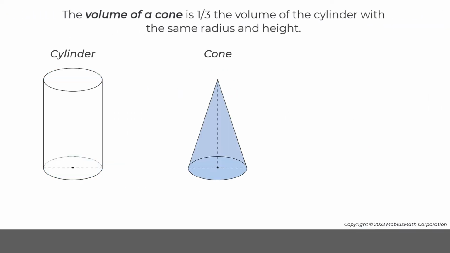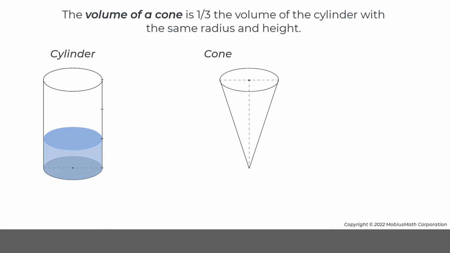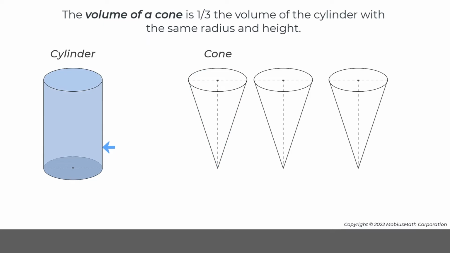The volume of a cone is 1/3 the volume of a cylinder with the same radius and height. This relationship can be explored by filling a cone with water and pouring the water into the corresponding cylinder. If this process is repeated 3 times, the cylinder will be completely filled with water.